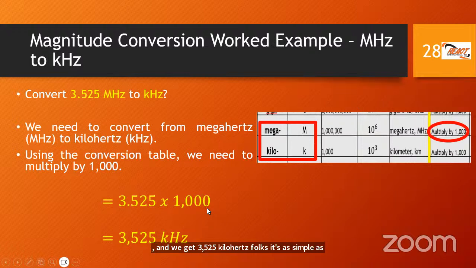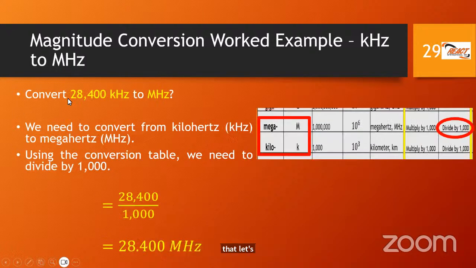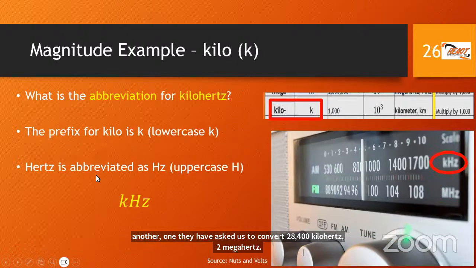Let's do another one. They've asked us to convert 28,400 kilohertz to megahertz. All right, what are we doing? Kilohertz to megahertz. Let's check our trusty table.